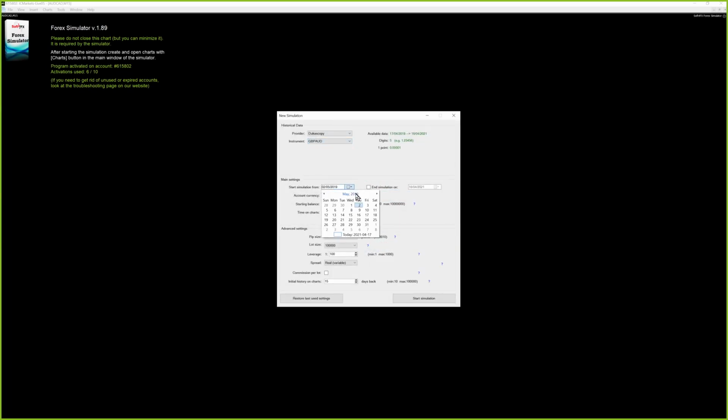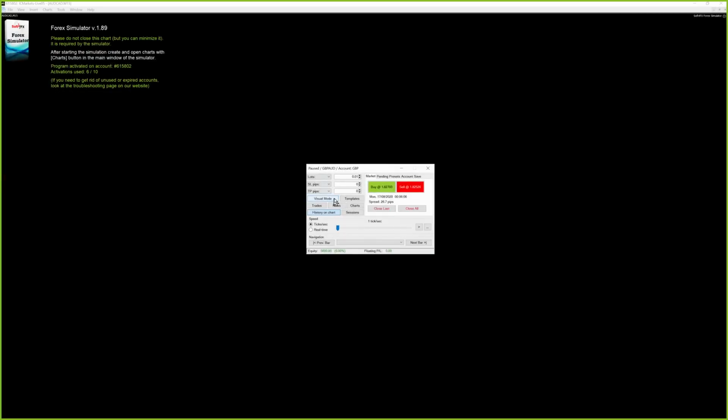GBP AUD, something I haven't really traded a lot. Let's see how this goes here. So 16th August. Currency is going to be pound. Let's start with 5,000 pounds. We're going to go to New York close, which is the regular time you see on your MetaTrader 5 and MetaTrader 4. Leverage is going to be 1 to 500. Spread is going to be real spread. History on charts, we want to see around 200 days. So 16th August, 200 days. Everything checks out. All right, start simulation.